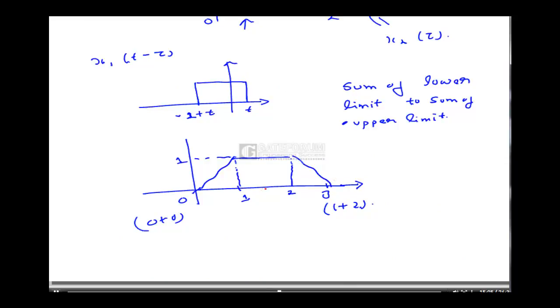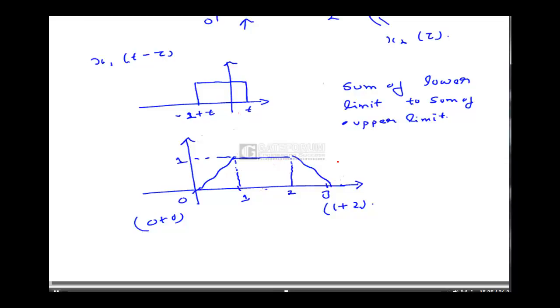Now I got a trapezium because x1(t) and x2(t) are not the same. But if the time widths of these two signals are the same, then I will not get a trapezium, but I will get a triangular pulse. So this is one way of solving this problem. Let's see it once again. It is a simple convolution, but we have not gone into the mathematics of this. Directly by visualizing the figure itself, I can find the convolution.